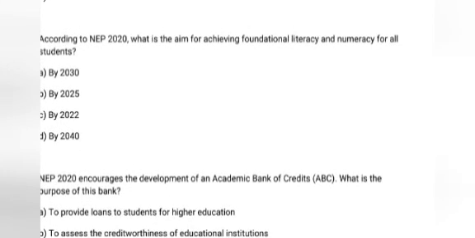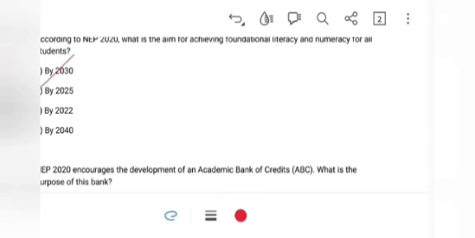According to NEP 2020, what is the aim of achieving foundational literacy and numeracy for all students by? 2030, 2025, 2022, or 2040? The correct answer will be 2025. This is according to my research, please try to verify.